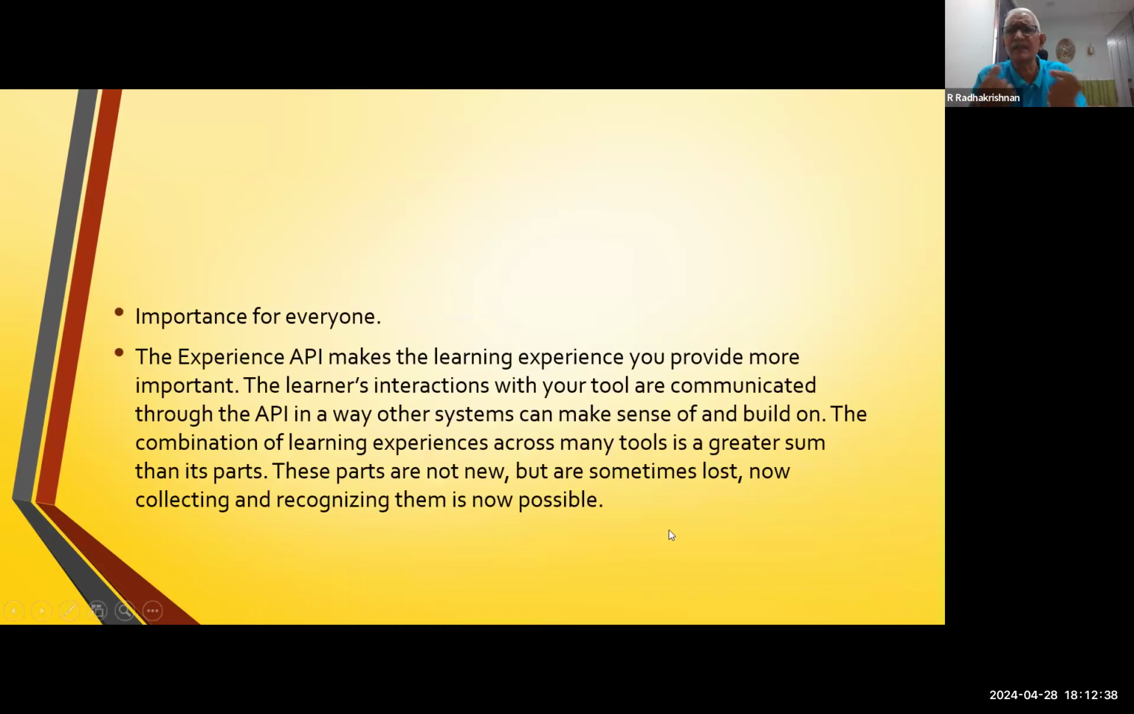That means it captures learning from everything. What the Experience API does is make the learning experience you provide more important. The learner's interactions with your tool are communicated through the API in a way other systems can make sense of and build on. The combination of learning experiences across many tools is a greater sum than its parts. It captures information from different sets of information, and it picks up and collates. That means the whole is greater than the sum of its parts. That's what it means.